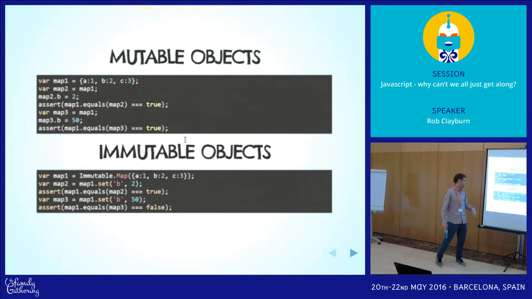And as soon as you change your value, they're not the same anymore. We've actually created a new object. So map 1 is an object, and map 3 is a new object. It's a history, so you have a history of what's happened with your object.